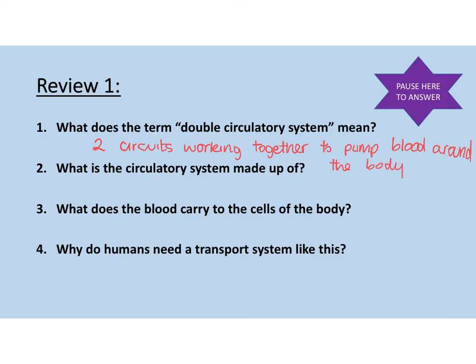Number 2, what is the circulatory system made up of? The answer is the heart, blood vessels, and blood. Okay, so the circulatory system is made up of the heart, blood vessels, and blood. Number 3, what does the blood carry to the cells of the body? The answer is oxygen.